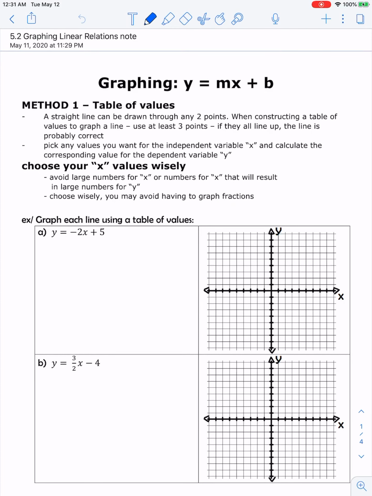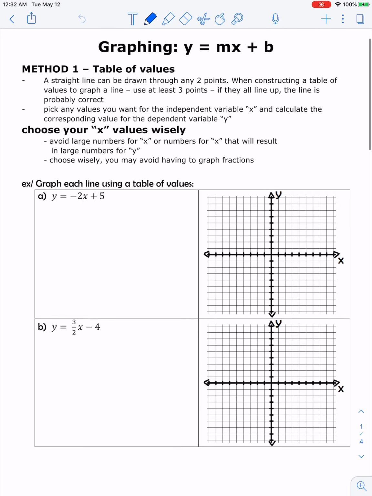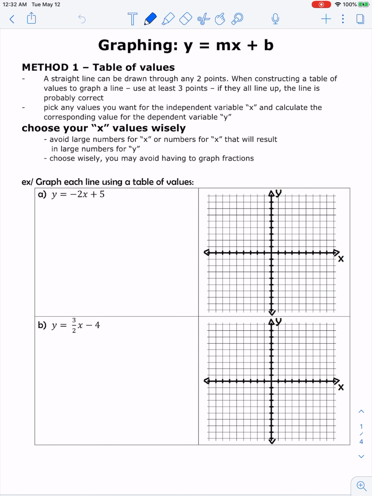Right, welcome to 5.2, graphing linear relations. This is what we're going to do today. We've done graphing before, a couple of different ways. I'm going to introduce another way of graphing over and above what we did before.